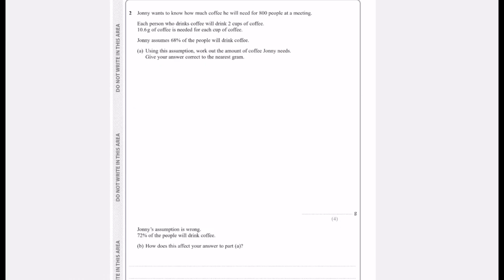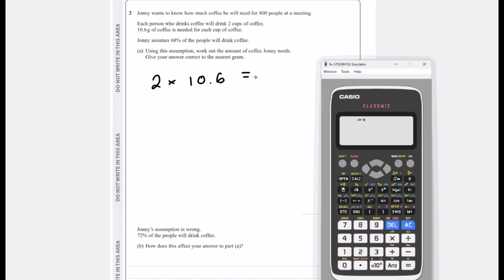Question 2. Johnny wants to know how much coffee he will need for 800 people at a meeting. Each person who drinks coffee will drink 2 cups. 10.6 grams of coffee are needed for each cup of coffee. So 2 cups of coffee, 10.6 grams in each. So 2 10.6s.